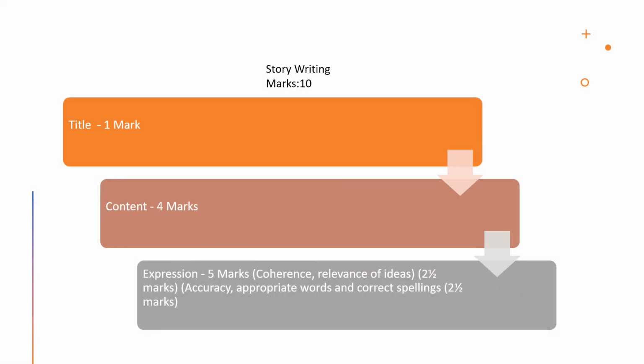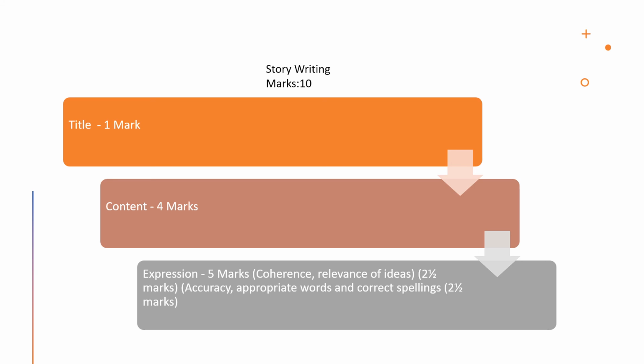Marks. So what is the marks distribution? How the 10 marker story writing question is broken. What is a rubric? Okay, so probably first is title. Have you given a title? So your teacher might just give you 1 mark. Content, 4 marks. Content means what have you written? What's your story?